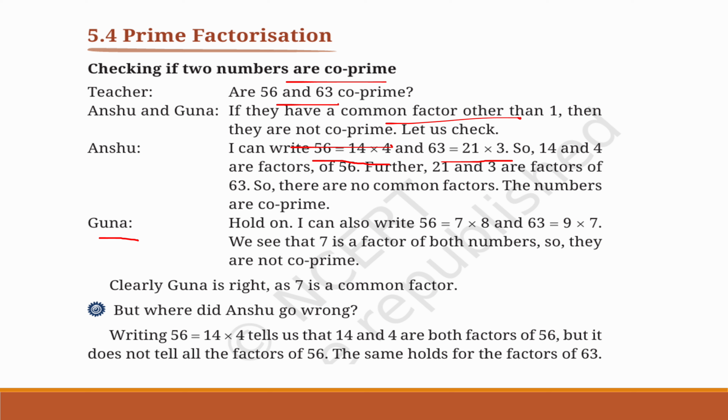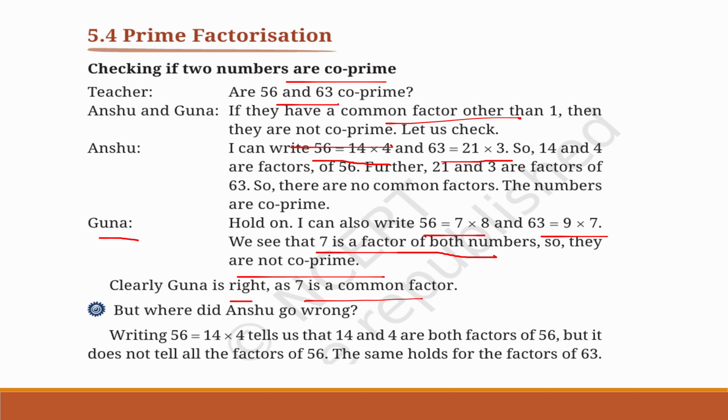Guna said, hold on, I can also write 56 is equal to 7 into 8 and 63 is equal to 9 into 7. So we see that 7 is a factor of both numbers, so they are not co-prime. So, 7 is a common factor. Clearly, Guna is right as 7 is a common factor.